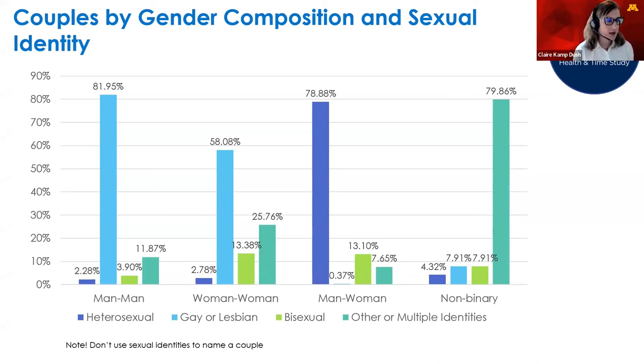Same thing for the woman-woman couples, only they were less likely to endorse gay or lesbian than the man-man couples and more likely to endorse another sexual identity. Among the man-woman couples, 78% said they were heterosexual, but it's still a bunch of folks who did not endorse that. And among our non-binary couples, which I think is kind of interesting, the majority endorsed other or multiple identities in terms of their sexual identity.